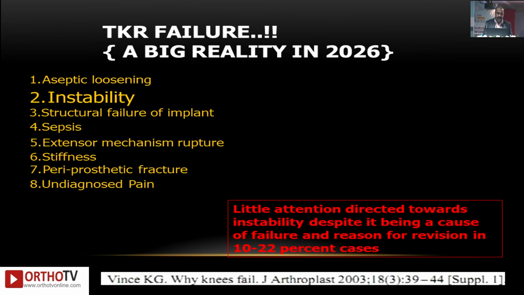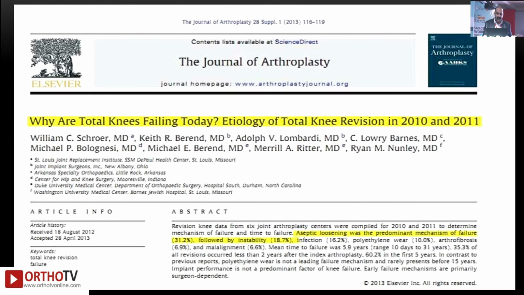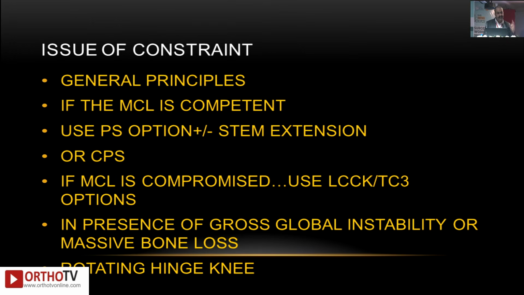TKR failure is a big reality in 2026; we have to accept it. And the main things are infection and instability. Why knees fail, I'm not going to go into the details. There are a lot of landmark papers from Lombardi on this. On the issue of constraint, the general principle is if the MCL is competent, use a PS option if you're a PS surgeon, with or without a stem extension, or a constrained PS.